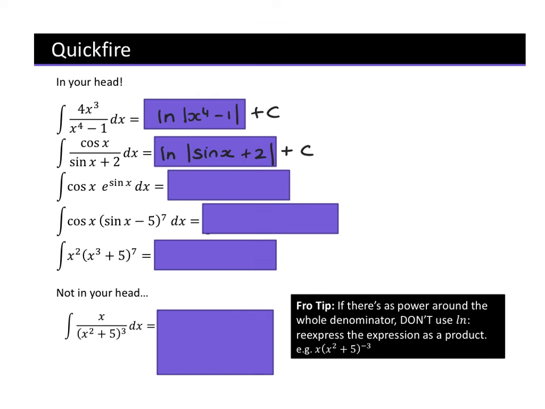So plus c. E to the sine of x, well, I know it's going to be e sin x. And then if I differentiated sine of x, I get cos of x, and I multiply by the differential of the bracket. So that's completely correct. For the second one, I've got the bracket. And if you think about it, the highest power here is 7. So really, it needs to be to the power of 8.